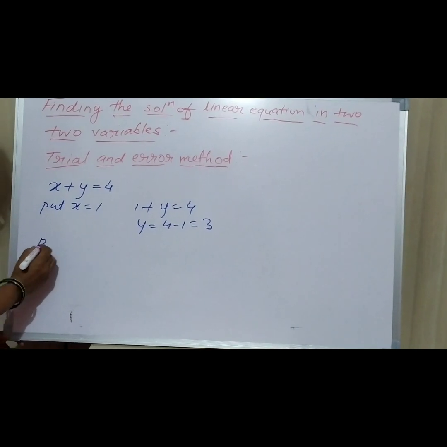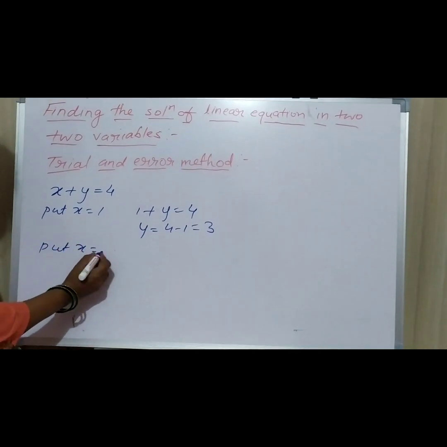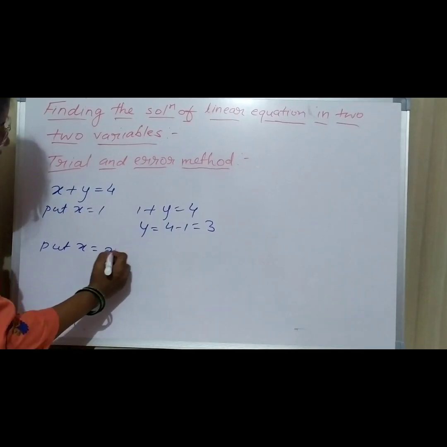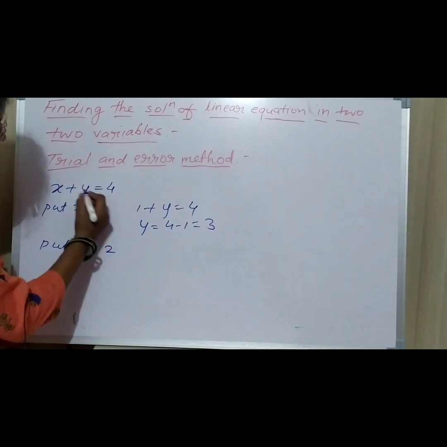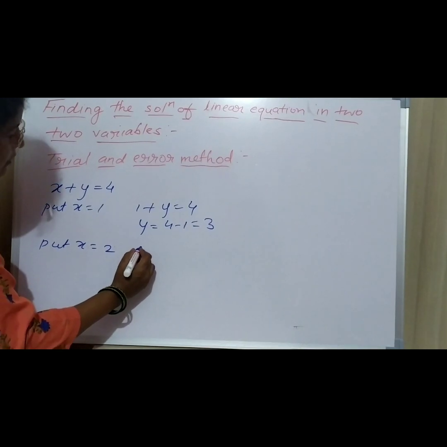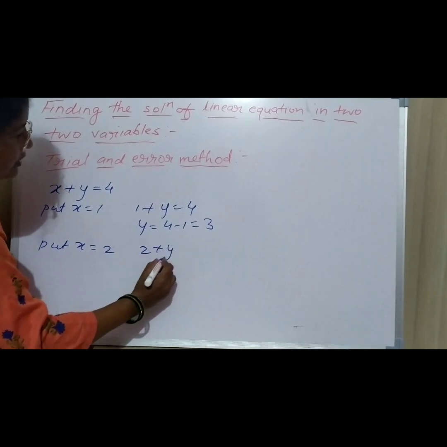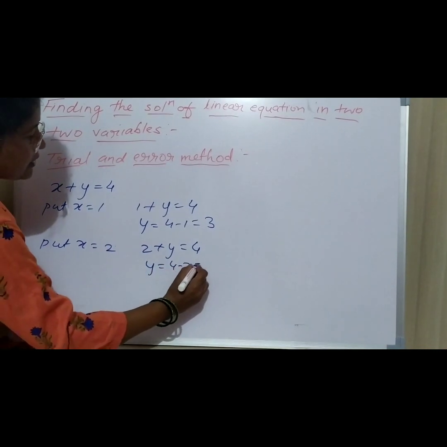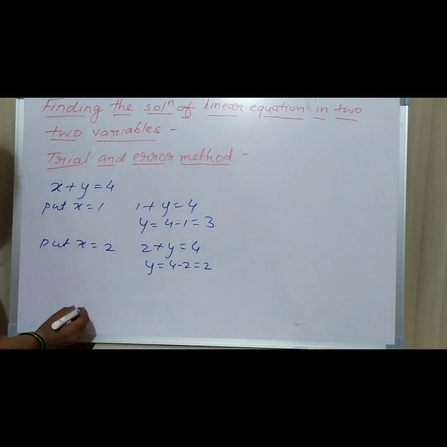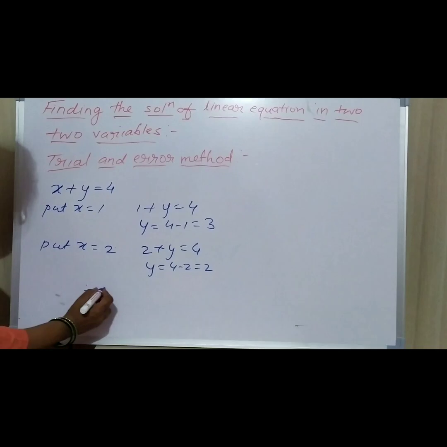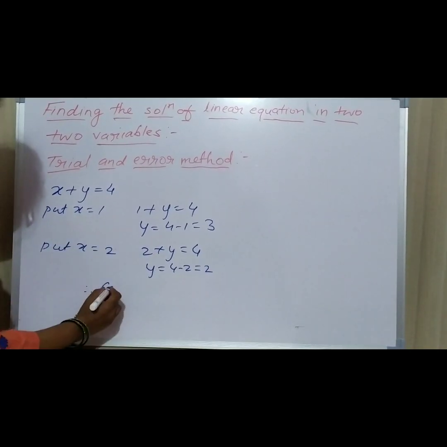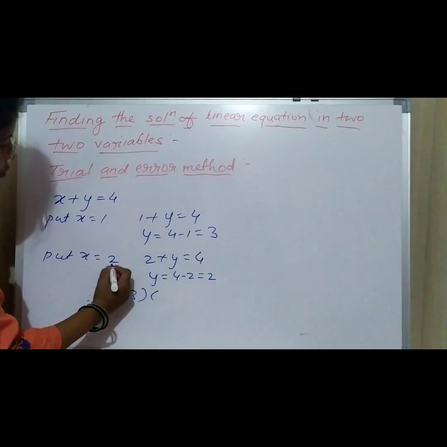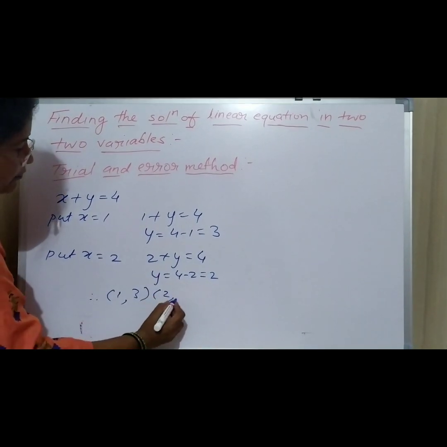Now take one more example. Put x is equal to 2. What is the value of y? Again put the value of x as 2 in this equation and solve. We get 2 plus y is equal to 4. So y is equal to 4 minus 2, that is equal to 2. Therefore, when x is equal to 1, y's value is 3, and when x is equal to 2, y is equal to 2.